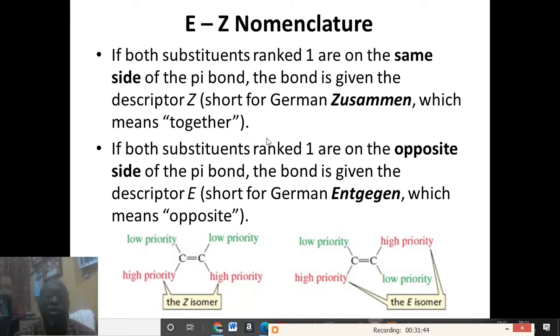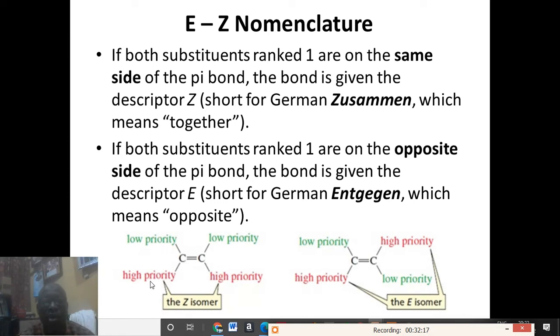If both substituents ranked 1 are on opposite sides of the pi bond, the bond is given the descriptor E, which is short for the German word entgegen, which means opposite. This is a typical example. This is the carbon-carbon double bond. Then you have the groups around the double bond. We now rank these groups on this carbon atom.